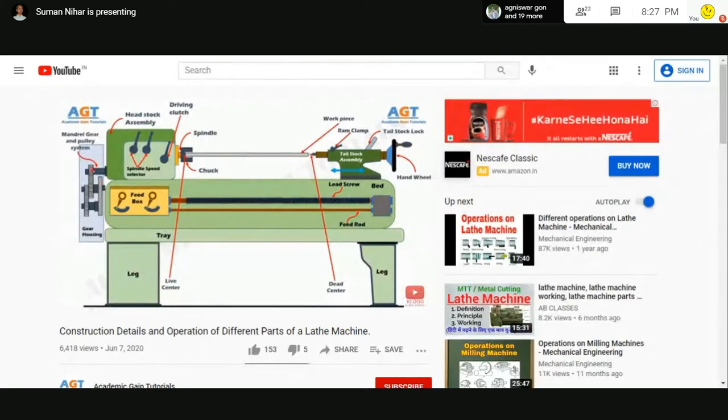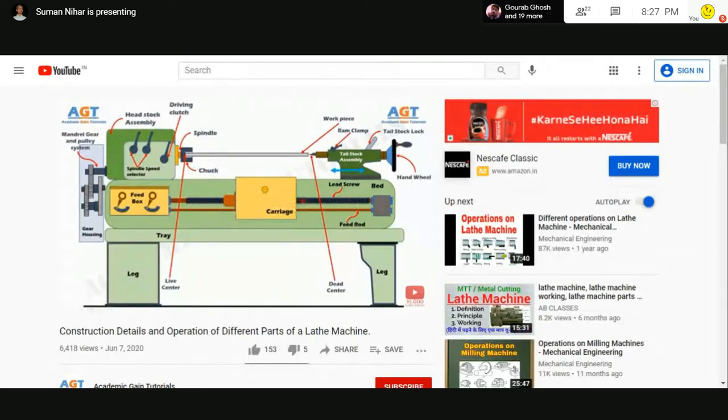Then comes the carriage. The carriage is used for support, guide and feed the tool against the job when the machining is done. The carriage holds, moves and controls the cutting tool. It gives rigid supports to the tool during operations. It transfers power from feed rod to cutting tool through apron mechanism for longitudinal cross-feeding. Carriage simplifies the thread cutting operation with the help of lead screw and half-nut mechanism.